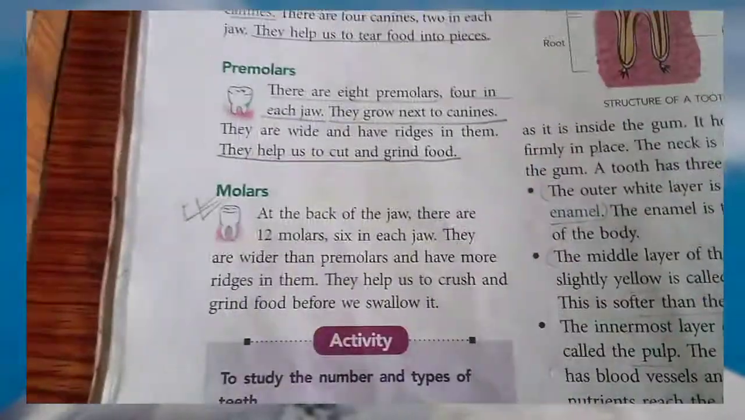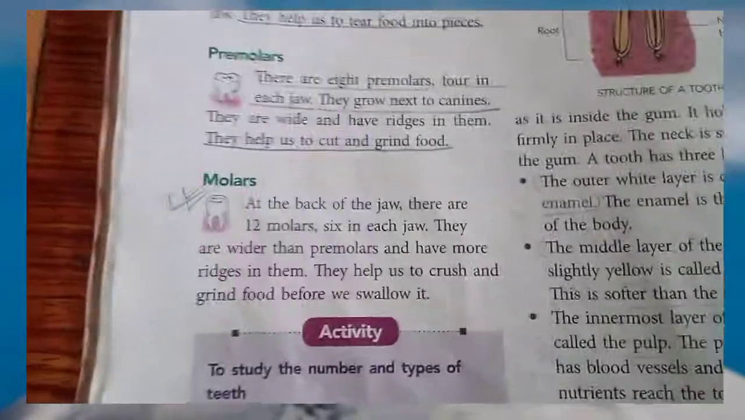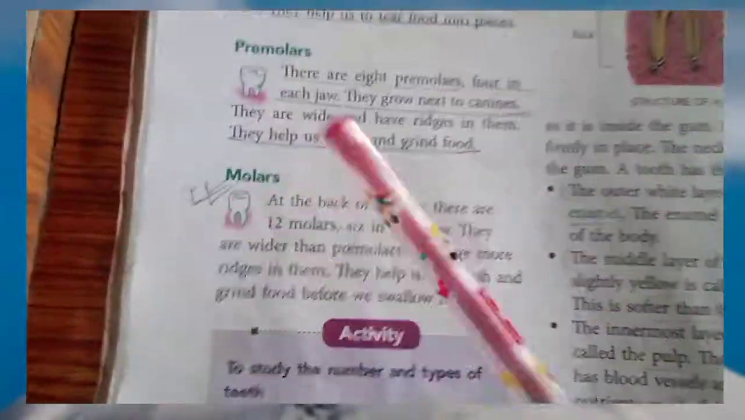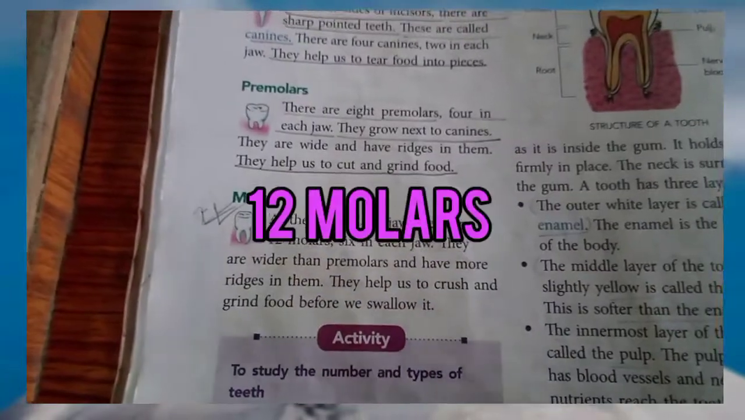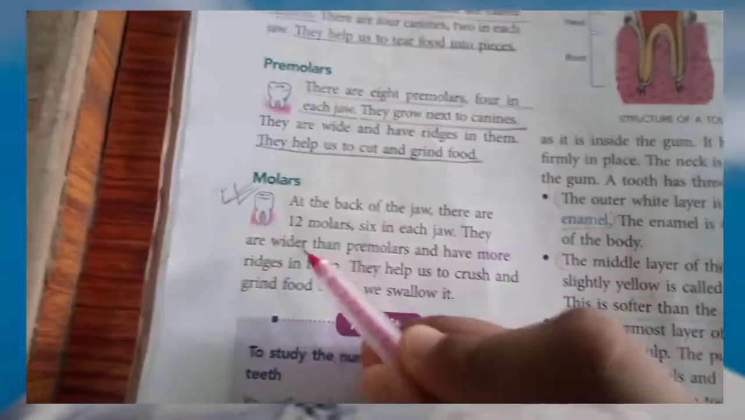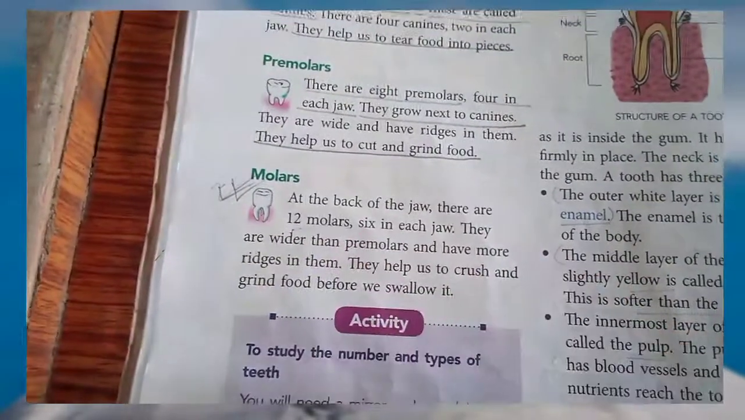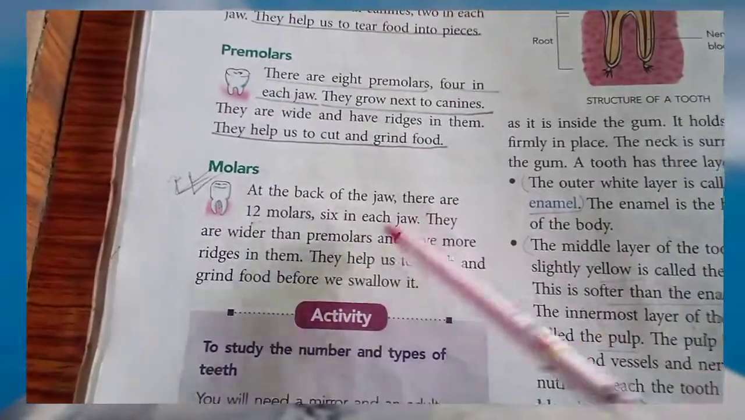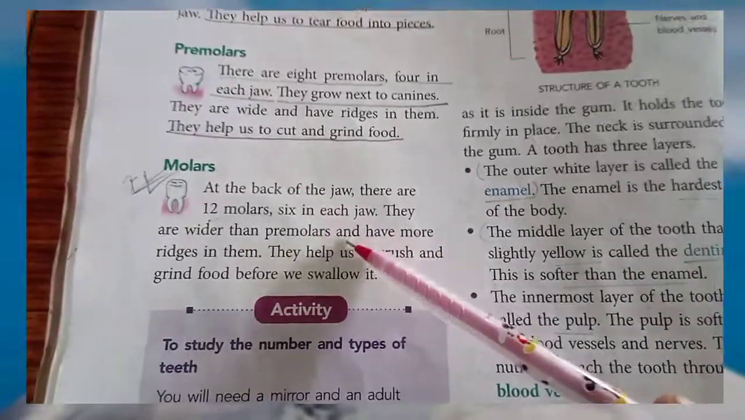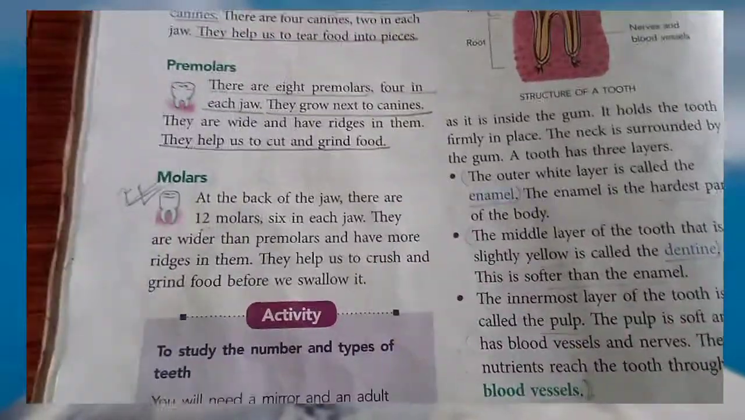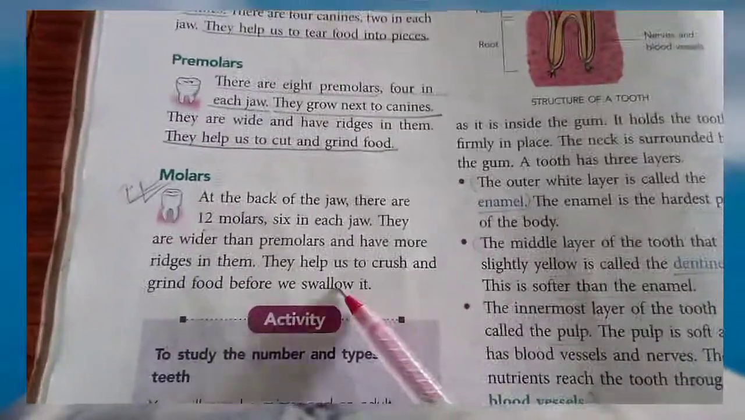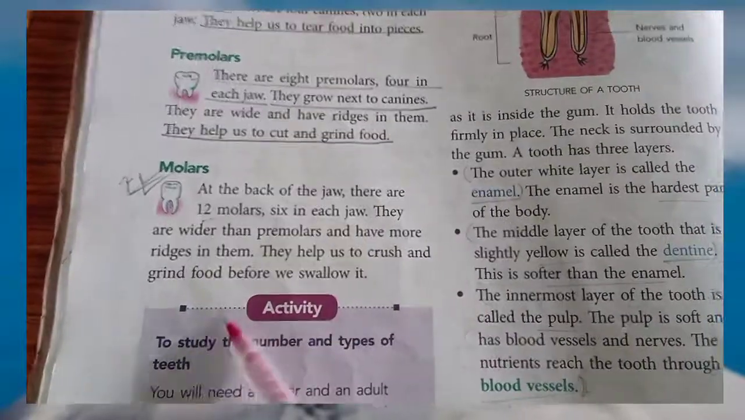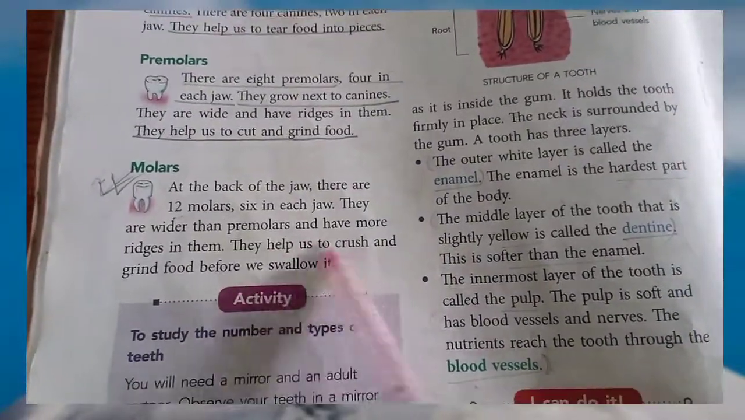Molars. At the back of the jaw there are 12 molars, 6 in each jaw. They are wider than premolars and have more ridges in them. They help us to crush and grind the food before we swallow it.